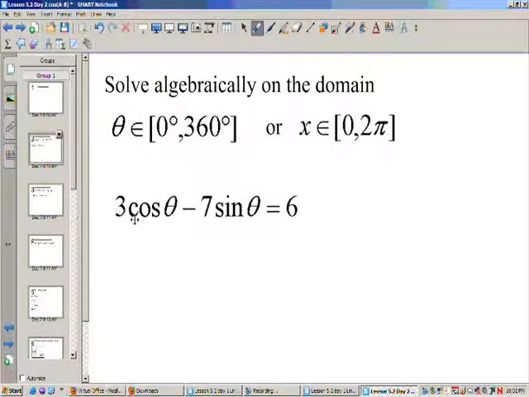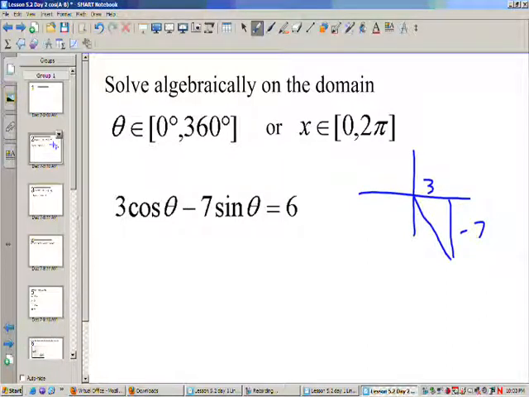Now, if I have this 3 cosine theta minus 7 sine theta, we really can't figure out what the values of theta are if there are cosine and sine. So what we need to do is write this in a way that there's only one trigonometric ratio. So remember yesterday we learned how to write these as one sine. So to convert that, cosine moves it in the x direction, the sine moves it in the y direction.